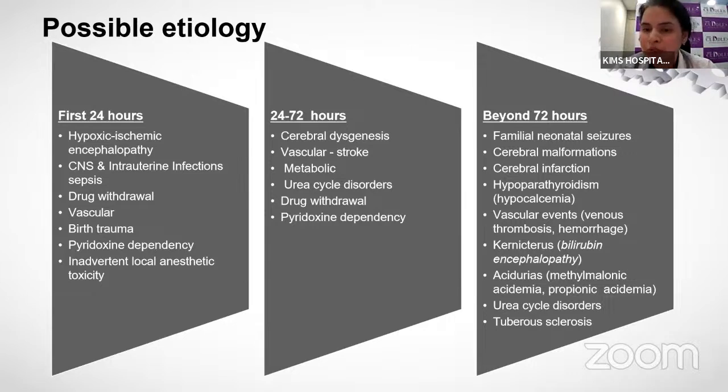Now, beyond 72 hours or beyond day 3, seizures may be due to some of these causes that we already discussed, but in addition, we may also need to consider and rule out familial neonatal seizures, benign familial or benign non-familial, benign idiopathic neonatal seizures. These are two different epilepsy syndromes that arise at this age. Cerebral malformations and infarction, and late onset hypocalcemia secondary to hypoparathyroidism. We continue to see seizures because of vascular events, and we start seeing seizures due to venous events like cerebral sinovenous thrombosis or venous hemorrhage at this stage, and also seizures secondary to severe hyperbilirubinemia and bilirubin encephalopathy or kernicterus.